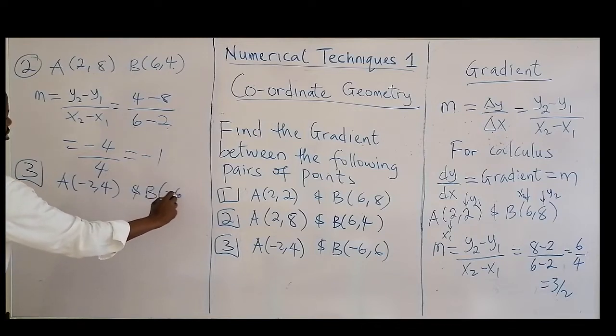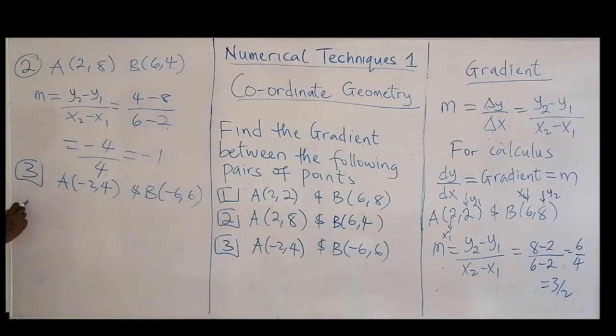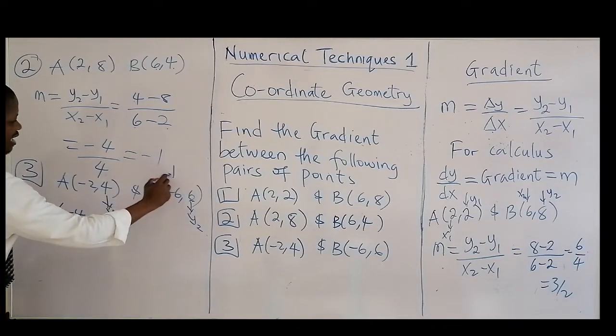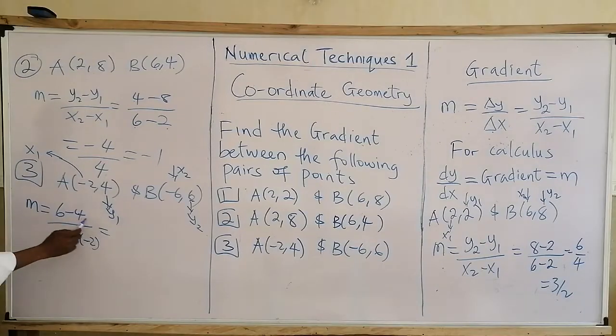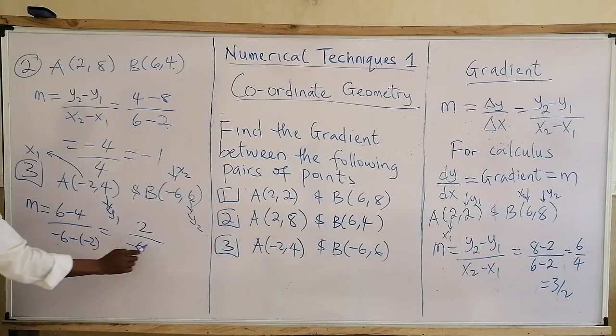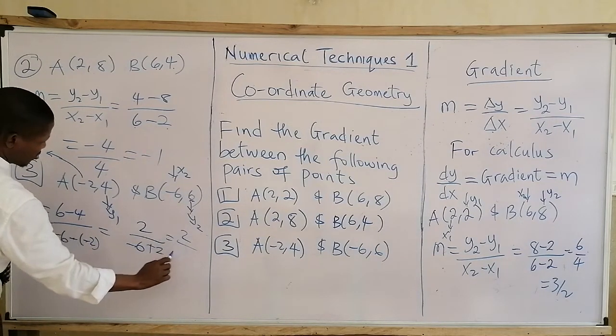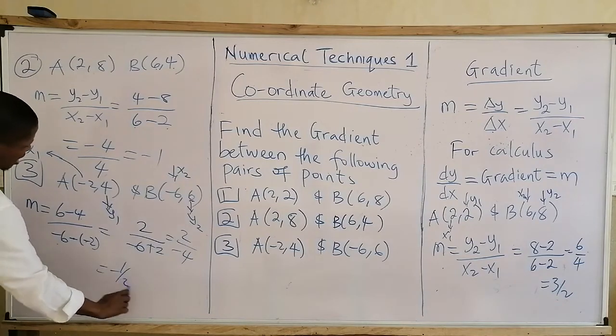And the last one, the third one, we have the points A (-2,4) and B (-6,6). So the gradient is equal to y2 minus y1, which is 6 minus 4, over x2 minus x1, which is minus 6 minus 2. 6 minus 4, that's 2, over minus 6 minus minus, that's plus 2, that's 2 over minus 4. And that's minus half.